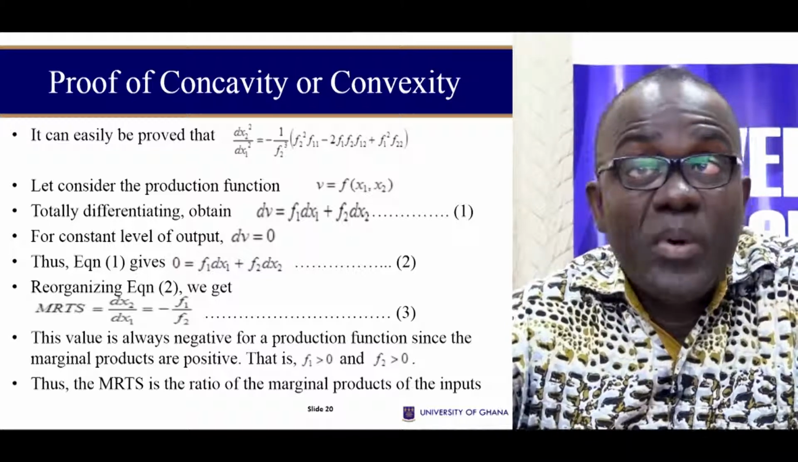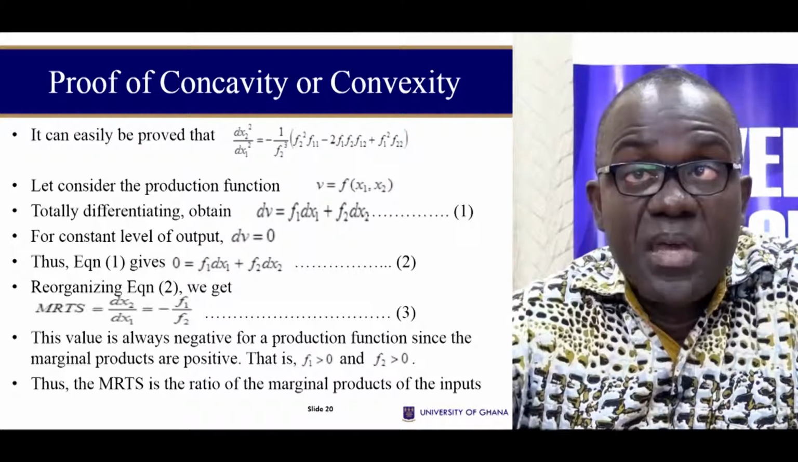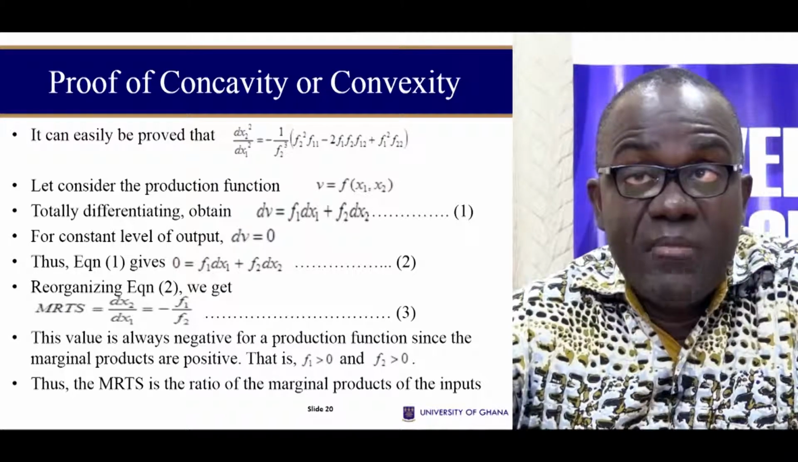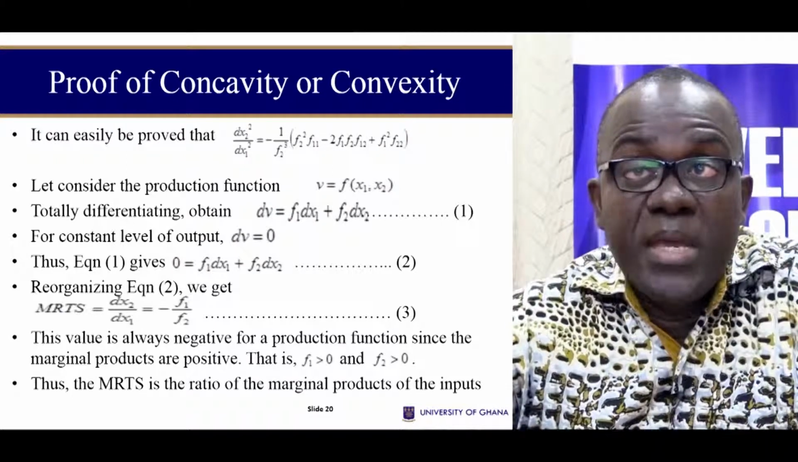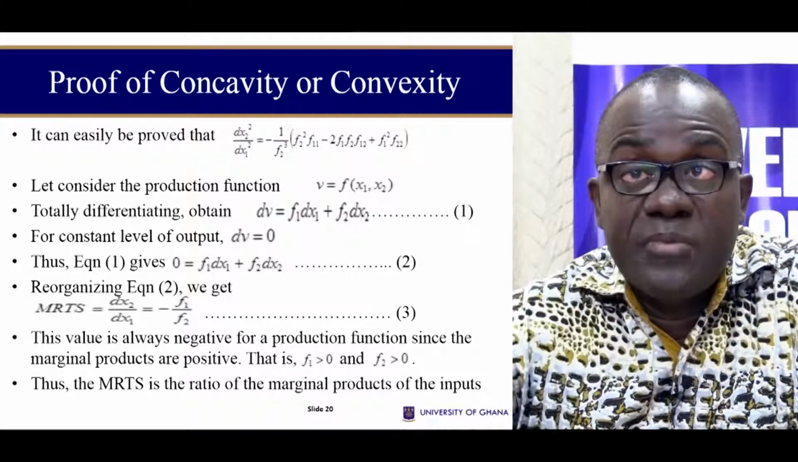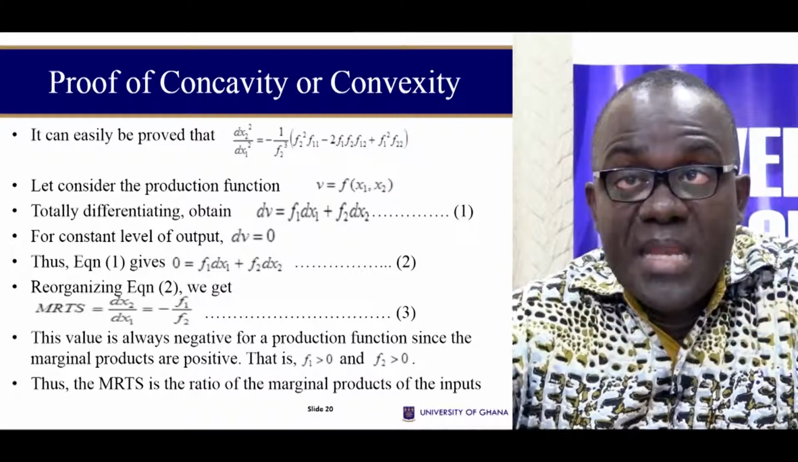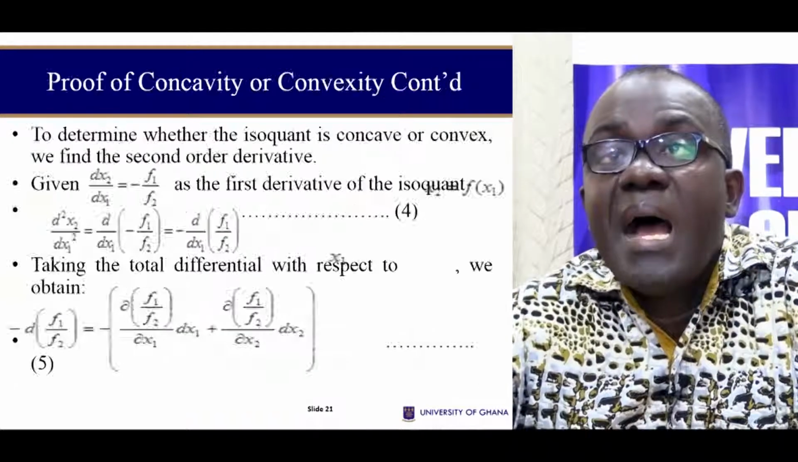And now this value is always negative. It's negative because of this negative sign, because F1 here is positive, F2 here is positive. We said that for a production function, if you increase the inputs, the output also increases, and therefore F1, which is the first derivative, is always positive. This one is positive, and therefore the negativity over here is ensured by the negative sign that we have over here.